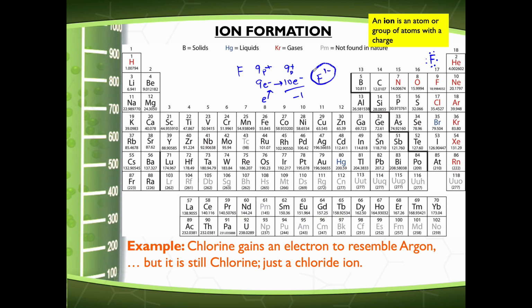This is happy. This fluorine atom in the table is unhappy. It's happy because it found an electron, and now it has 10, just like neon. It's still fluorine. It's an ion of fluorine. It's not neon, but it has the electron count of neon. Next, let's do one from the other side.